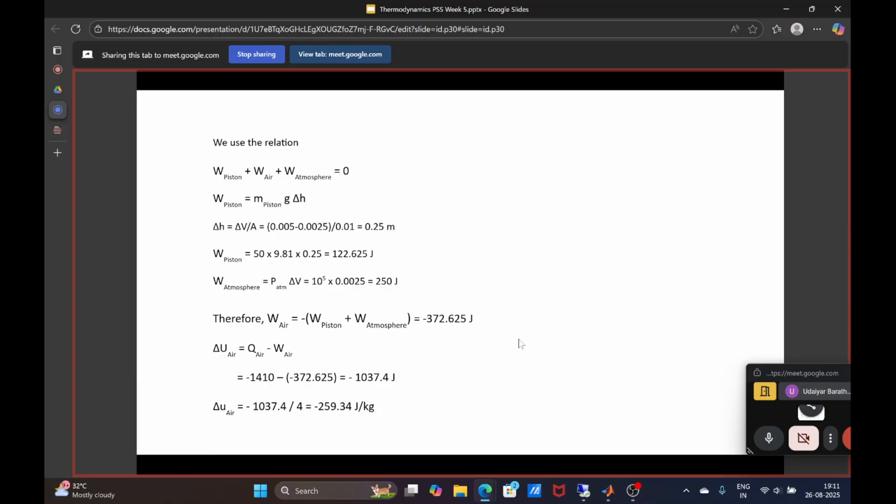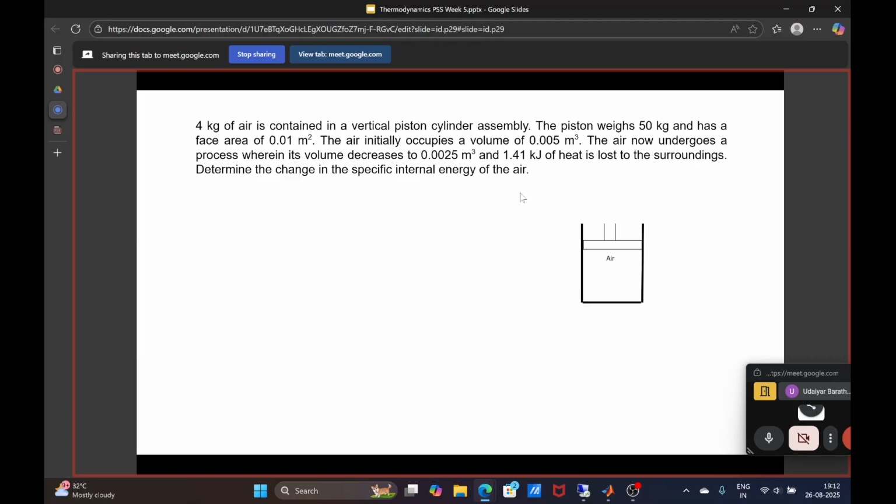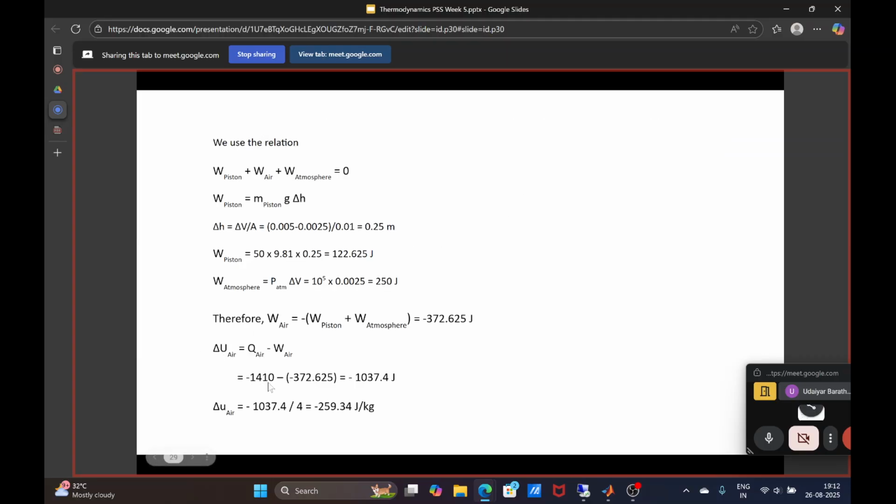So what it actually means is the air is getting compressed and this much amount of work is done by the piston and the atmosphere. So now applying the first law, we get delta U, which is the change in internal energy, is the heat transfer minus the work. So heat transferred is given as 1.41 kilojoules. So 1410 minus the work done, which is minus 372.625. So minus of minus is positive, and what we will get is the change in internal energy to be minus 1037.4 joules.